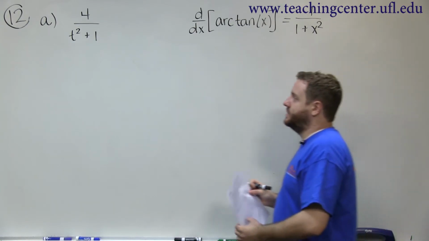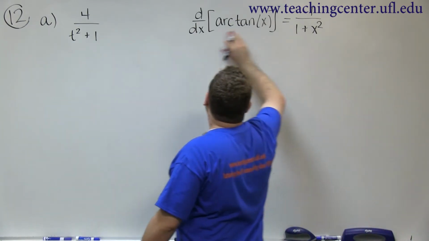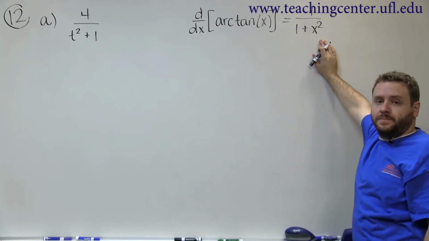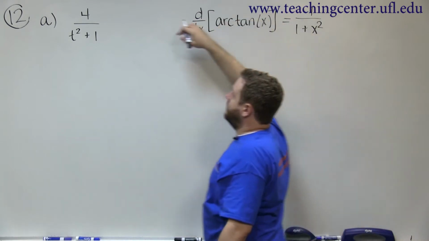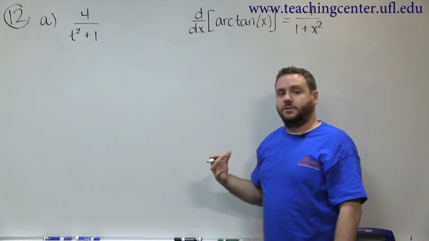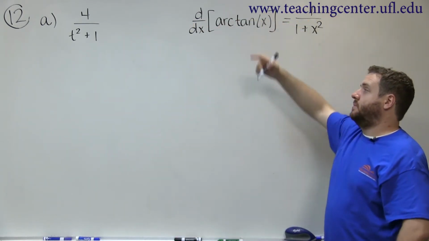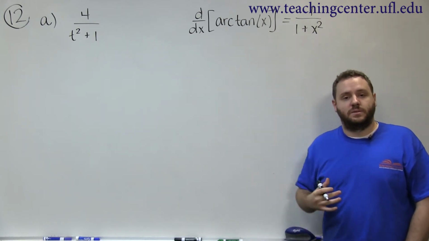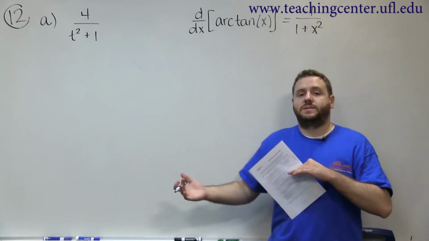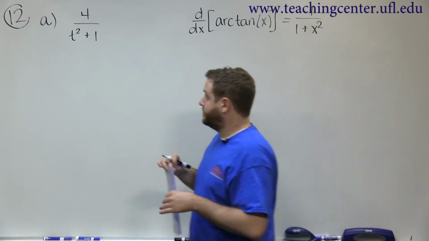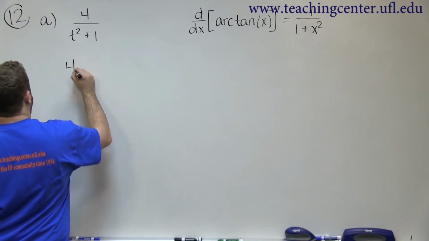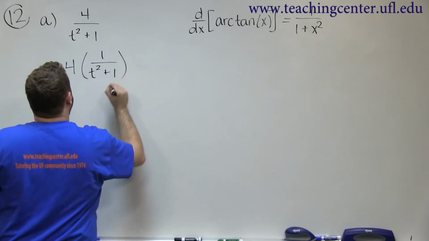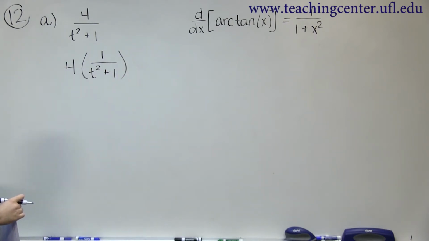So we need to find the antiderivative of this. So we're going backwards. This looks pretty close to our formula. In fact, the only difference is we have a change of variable, obviously, so this would be in terms of t. But we have a constant multiplied on top. Remember, though, that constants, just like with regular derivatives and with antiderivatives too, constants just stay multiplied times the rest of the function. So if we consider this like 4 times 1 over t squared plus 1, we can do the antiderivative of this really simply.